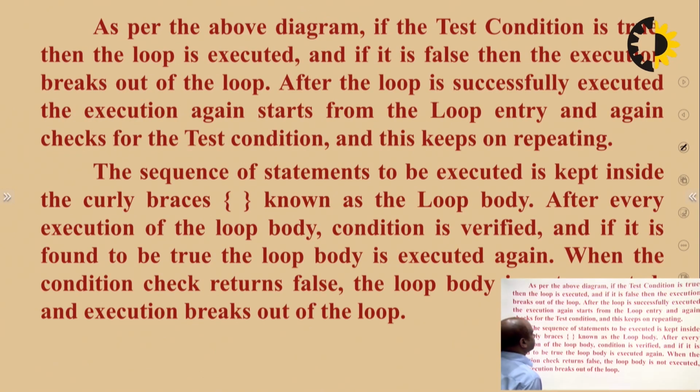So as per the above diagram, if the test condition is true, then the loop is executed, and if it is false, the execution breaks out of the loop. After the loop body is successfully executed, the execution again starts from the loop entry and again checks the test condition, and this keeps on repeating. The sequence of statements to be executed is kept inside the curly brackets, known as the loop body. After every execution of the loop body, the condition is verified, and if the condition is found true, the loop body is executed again. When the condition is checked and returns false, the loop body is not executed and execution breaks out of the loop, as I earlier told you.